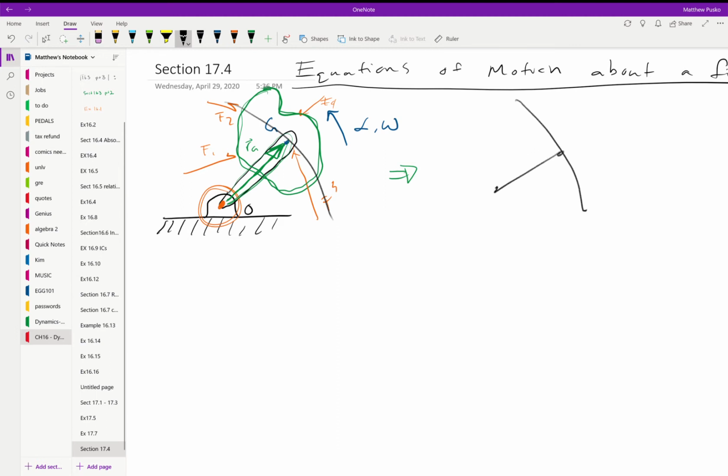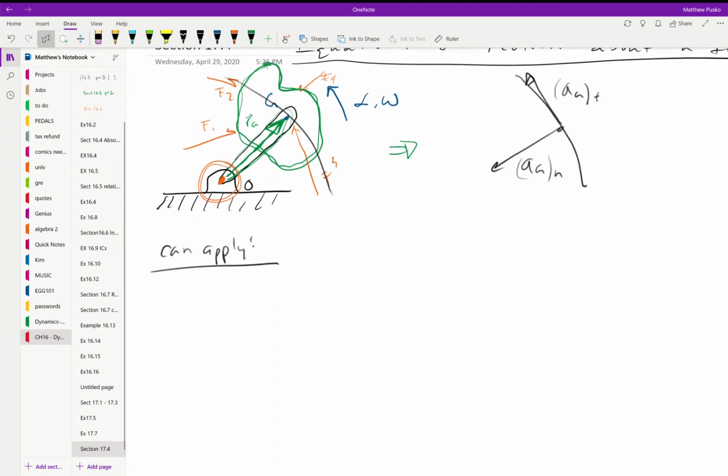then that means we're going to have some normal component for the acceleration of g, and perpendicular to that, tangent to the path, is the acceleration of g in the tangential direction. Okay, that means we can apply the following. The summation of the forces in the normal direction is equal to the mass times the acceleration of g in the normal direction.